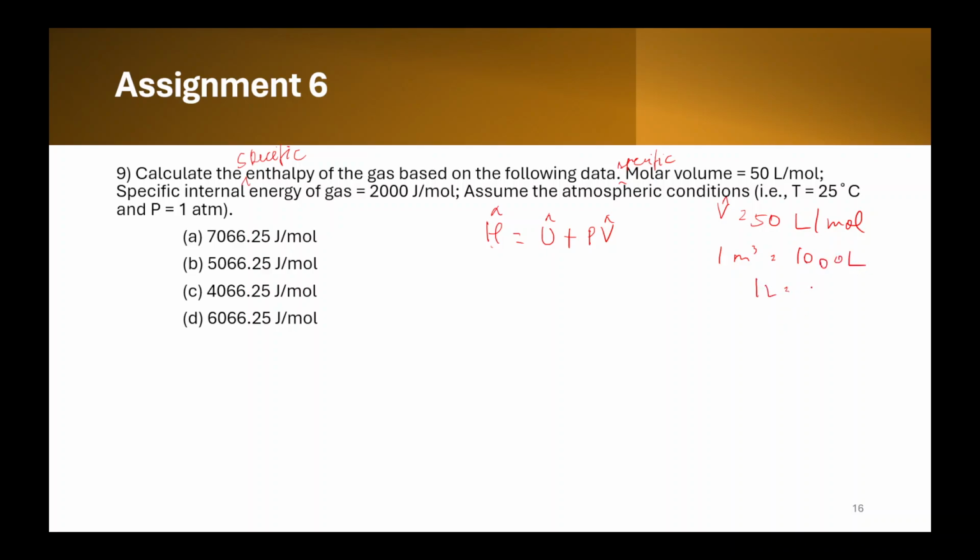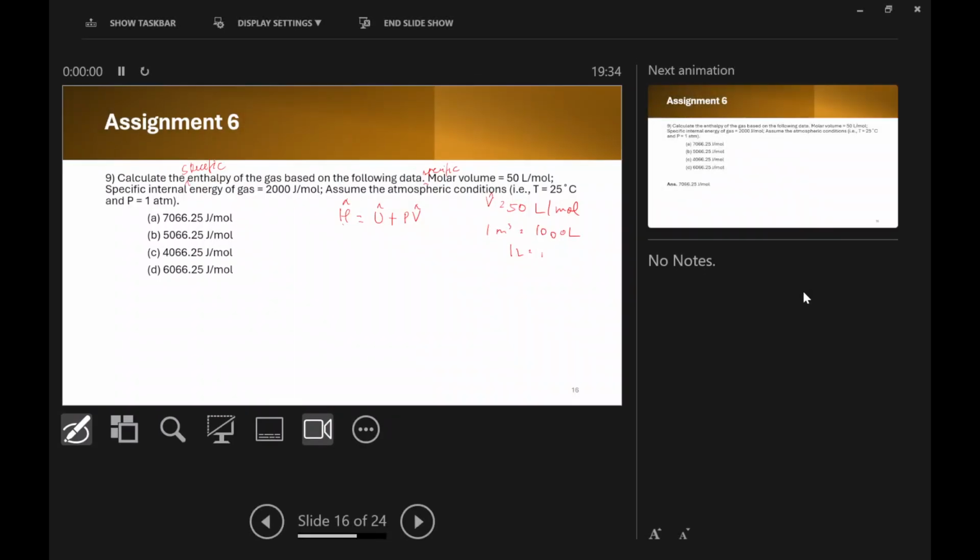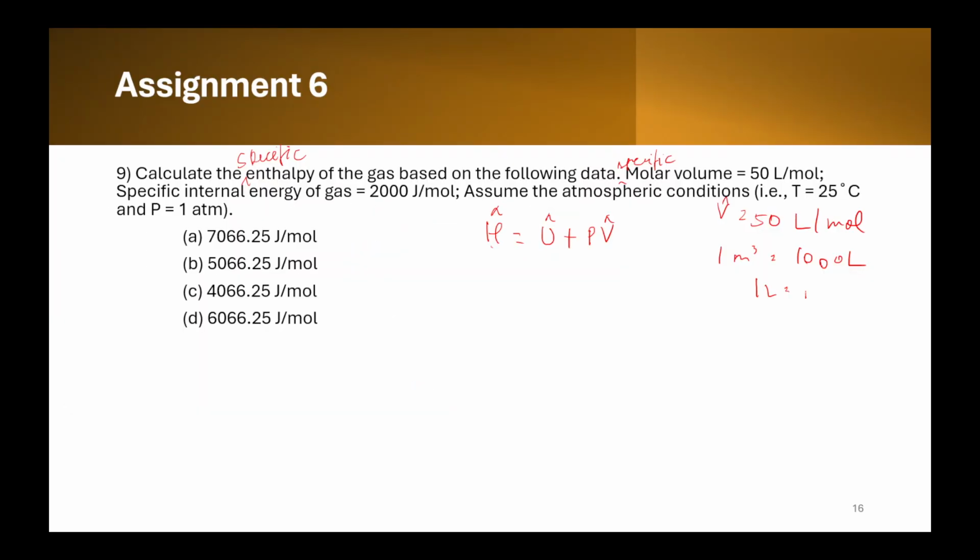So 1 liter will be 1 by 1000, so 0.001 meter cube. So 50 liters will be, V cap will be 50 into 0.001 or 10 to power minus 3 meter cube per mole. So we get this in SI units.